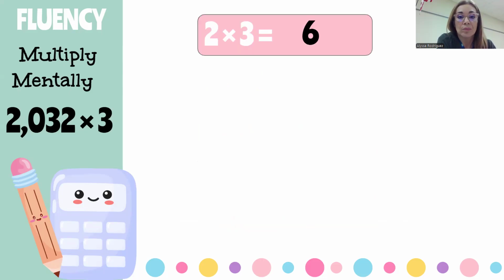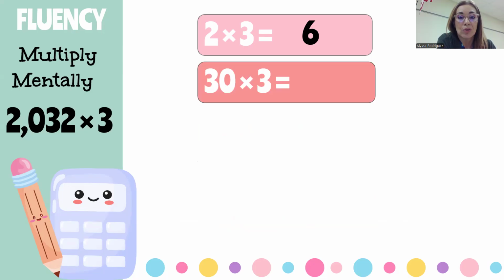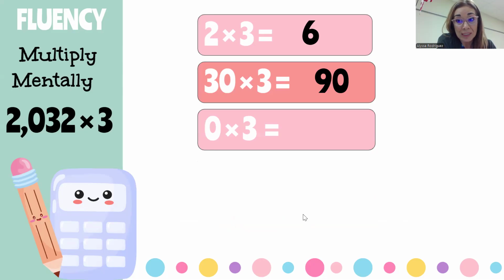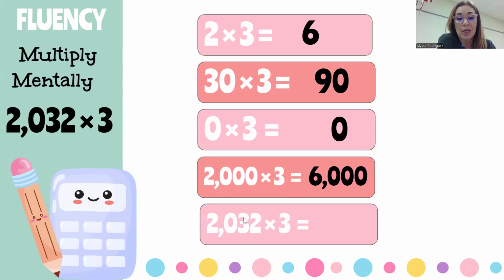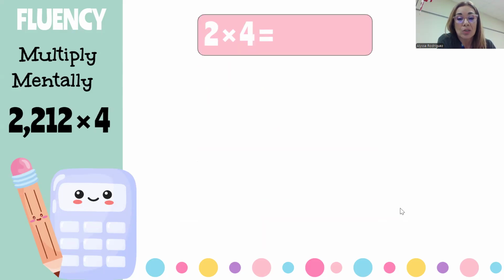Okay, so 2 times 3 is 6. 30 times 3 is 90. 0 times 3 is 0. 2,000 times 3, just look at the 2. 2 times 3 is 6. Add 3 zeros at the end. And then here, 2 times 3 is 6. 3 times 3 is 9. 3 times 0 is 0. 3 times 2 is 6. So that is going to be your answer.